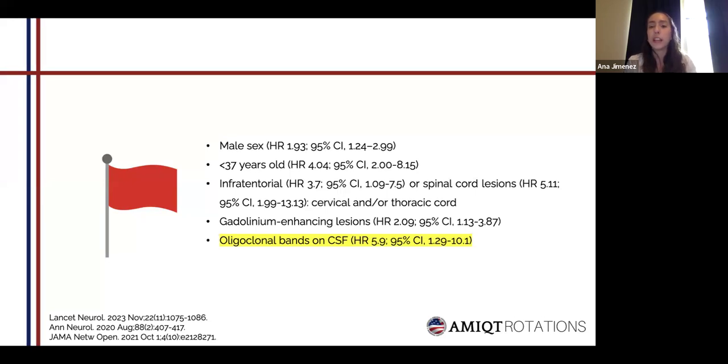The presence of enhancing lesions, and the most important risk factor is the presence of oligoclonal bands on the CSF with a hazard ratio of 5.9. So if our patient meets any of these criteria, then it means that he has a higher risk of progressing into clinically definite multiple sclerosis.